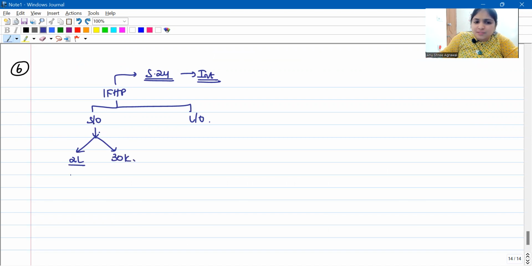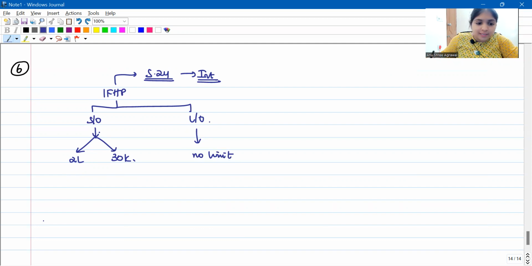We have 2 lakh limit if some conditions are fulfilled. Loan should be borrowed on or after 1st April 1999. Loan should be borrowed for purchase or construction. The purchase or construction should be completed within 5 years from the end of the year in which loan was borrowed. So if all those conditions are fulfilled, 2 lakh, otherwise 30,000. But for let-out property, there is no limit at all, right?